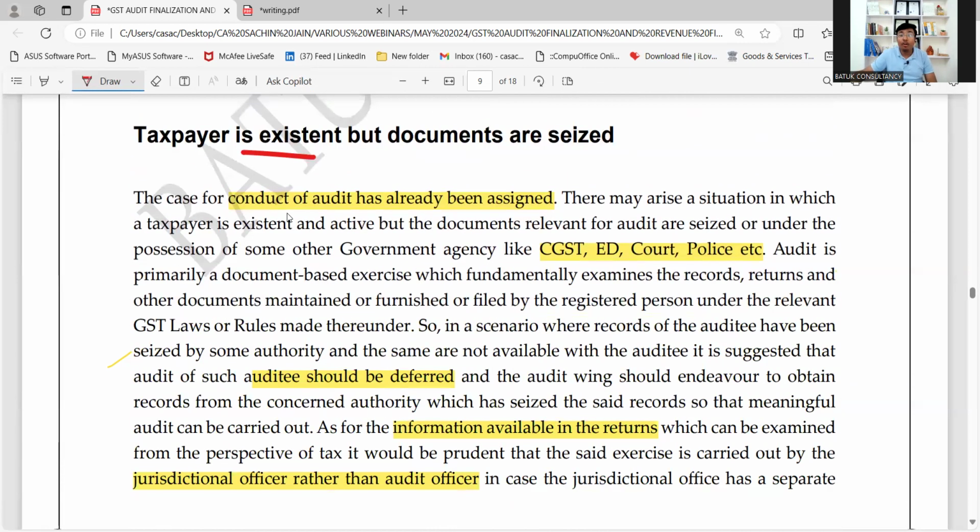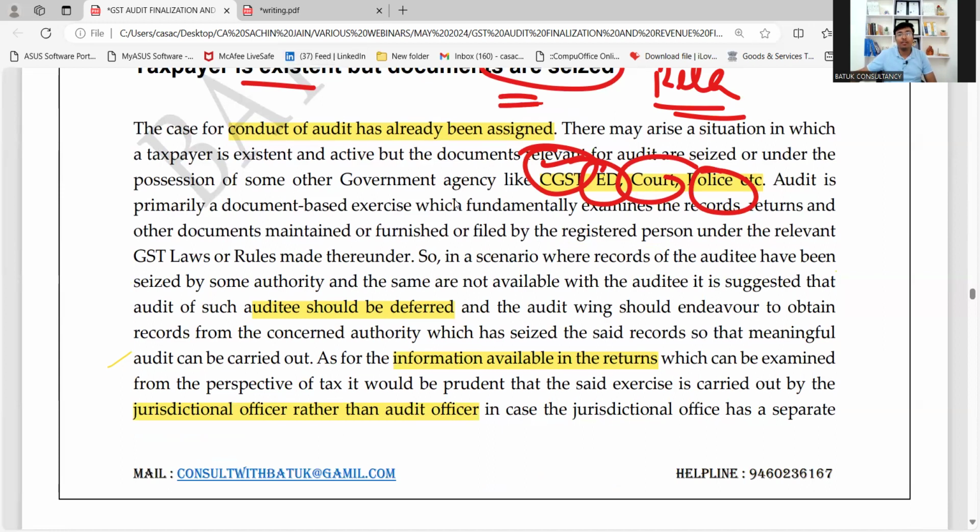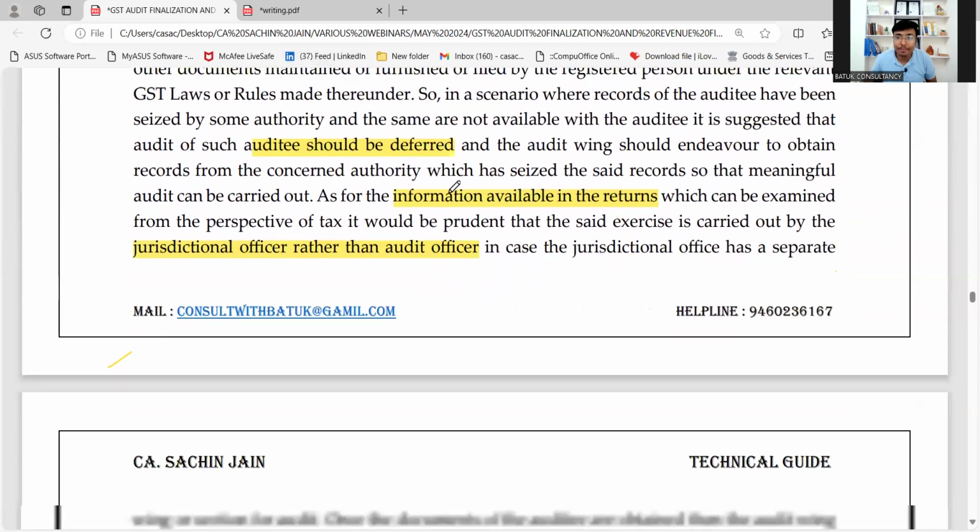Taxpayer is existent, टैक्स पेयर है, but the documents are seized, documents are seized by the CGST department. Suppose you are auditor of SGST and CGST has already seized the documents or ED or by the court or by the police. In that case, we have to wait. Okay, we have to defer our audit for the decision or for the release of the documents by the other authority. So in case non-existence hai, we are not going to do the audit. If the particular person has already cancelled the registration, in that case also there is no requirement to perform the audit. In case documents are seized, in that case also we are going to defer our audit.